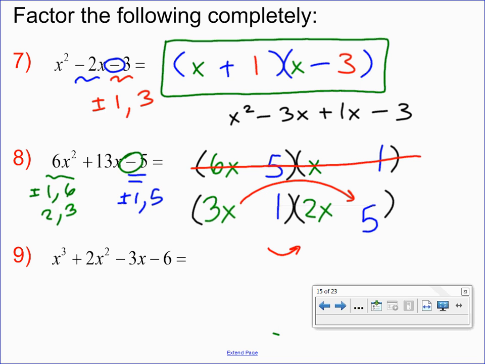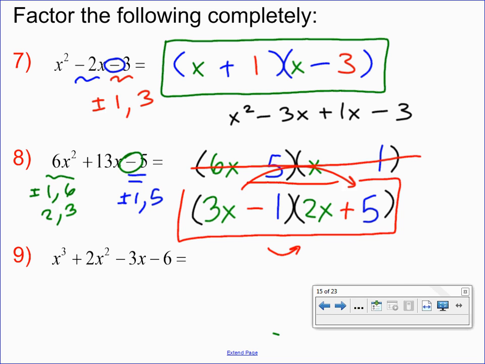We haven't tried this yet. Now my outside product is 3x times 5, which is 15x. My inside placement is 2x. Can I combine 15x and 2x, opposite signs, and get to 13x? You bet your boots, so long as I make the larger product positive. So I better put the plus with the 5 to make it positive 15x, and the smaller product negative. So I'll put the negative with the 1 to make my inside product negative 2x. Now we get an outside and inside product that sums to give me that plus 13. That's a sweet problem. I love it.